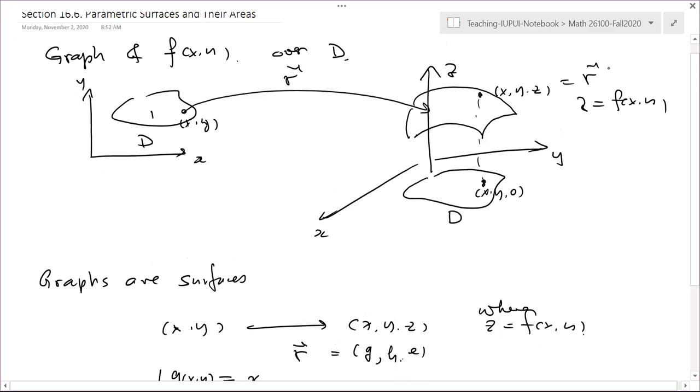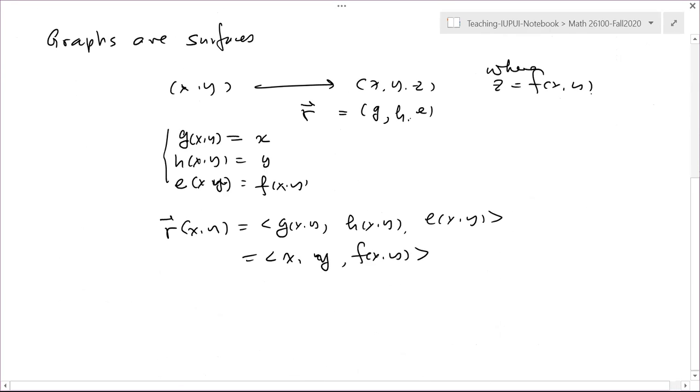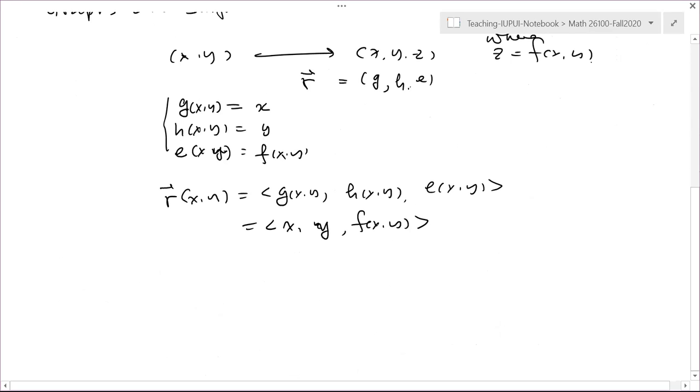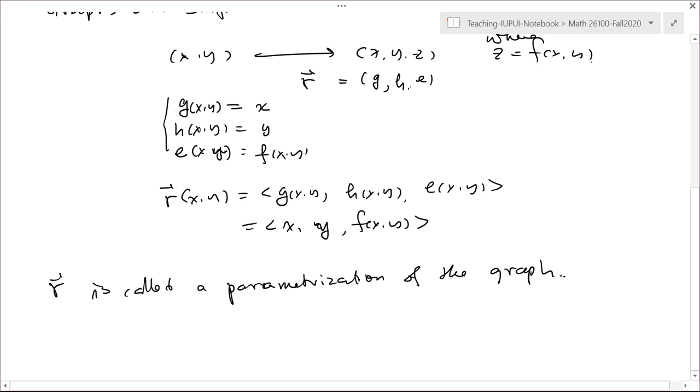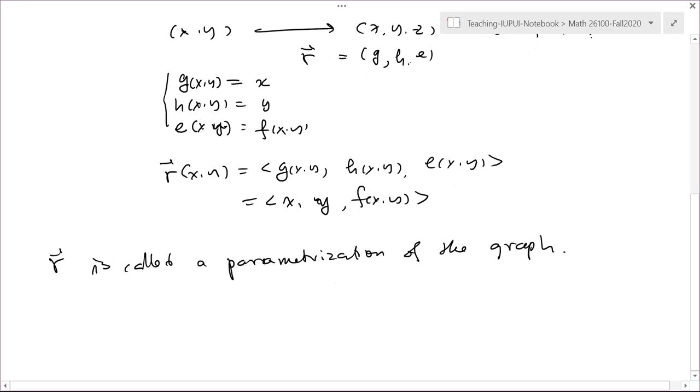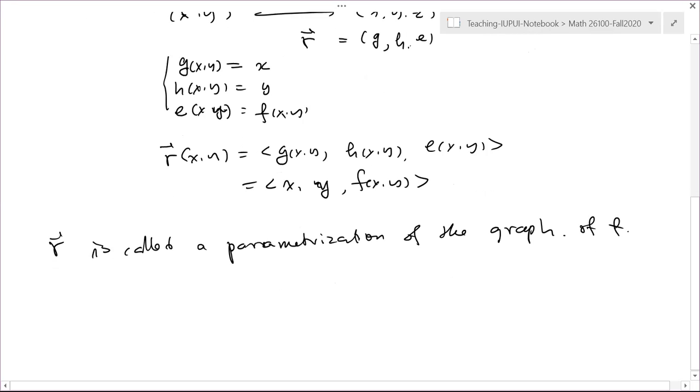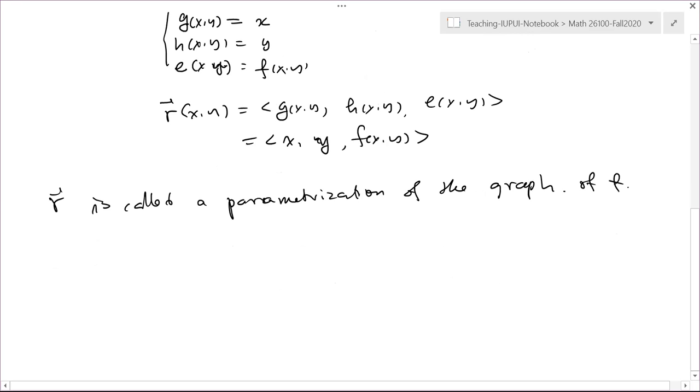So this is going to be x and y. Okay, so we get a very natural parametrization for the surface. r is called the parametrization of the graph of f. So given f, I can have a very natural parametrization here. So this is graphs as special surfaces.